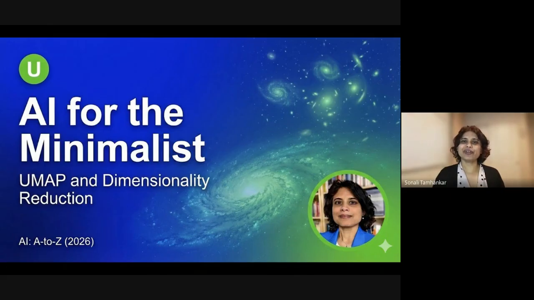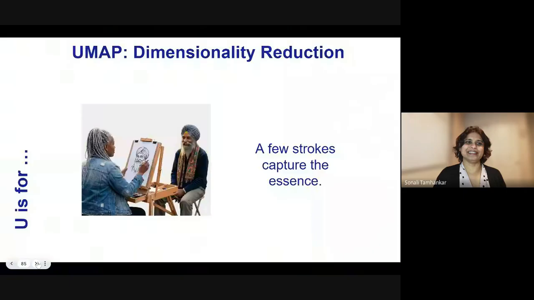Today, we have AI for the minimalist. U is for UMAP, or Uniform Manifold Approximation and Projection. What in the world is this?